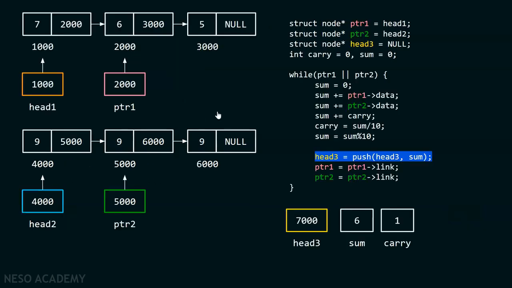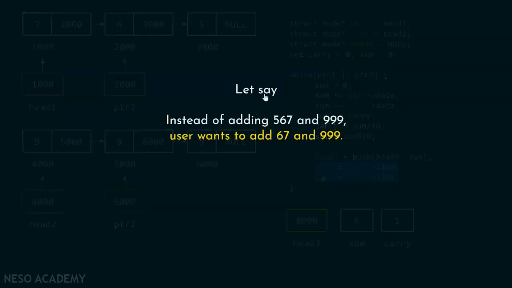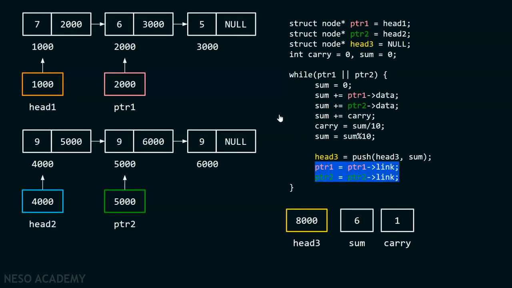Now we can get back to our place. Here head 3 pointer will receive this address 8000. After this, we have to update our pointers, right? But wait. Let's say instead of adding 5, 6, 7 and 999, user wants to add 67 and 999. Instead of having two 3-digit numbers, now I want that the first number must be a 2-digit number and the second number must be a 3-digit number. Okay, so let's see what happened in that case.